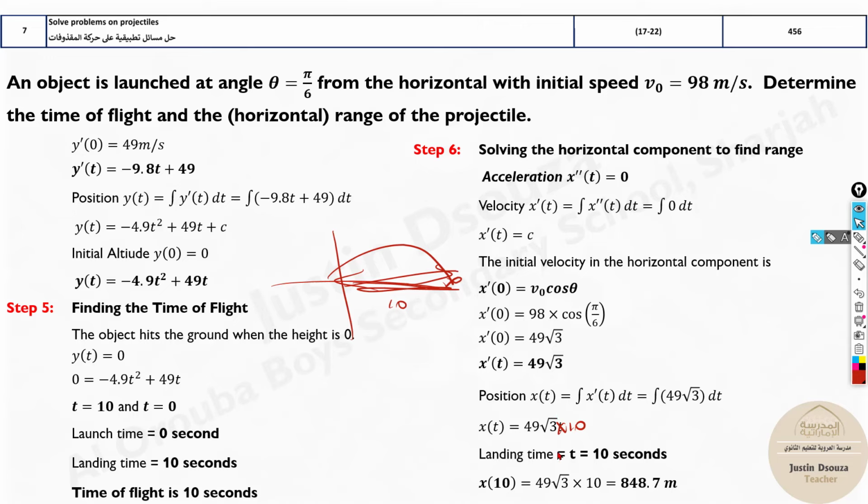So multiplied by 10 and whatever is the answer is your final answer. So it covers 848.7 meters. So that is the answer. So that's how we solve this.